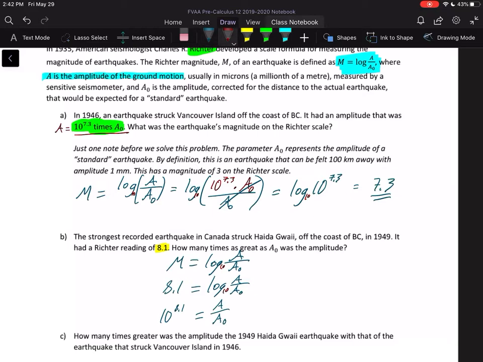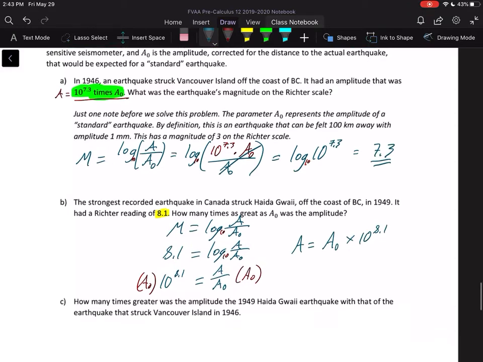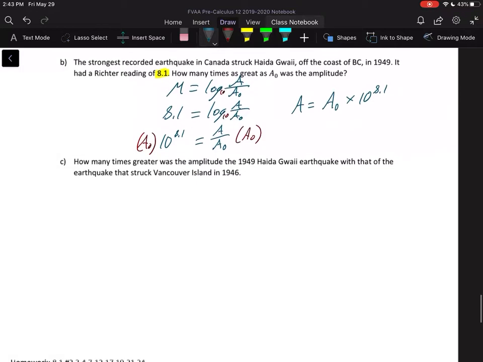If you multiply A0 on both sides, you'd know that the amplitude of this earthquake was A0 times 10 to the power of 8.1, so 10 to the 8.1 times greater than A0, just based on this statement.